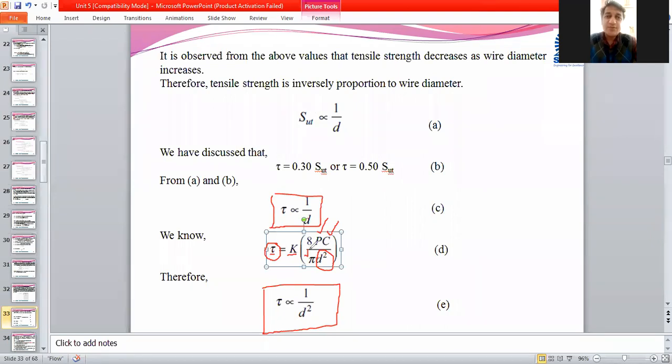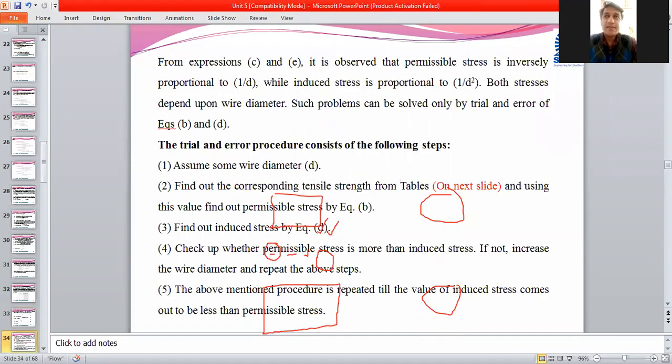Here we have used the formula which we have derived for shear stress. From these two equations, that is equation C and E, what can we conclude? It is observed that the permissible stress or shear stress is inversely proportional to, first of all, 1 by d, that is diameter only. But from the second equation, we can conclude that it is inversely proportional to the square of that diameter.